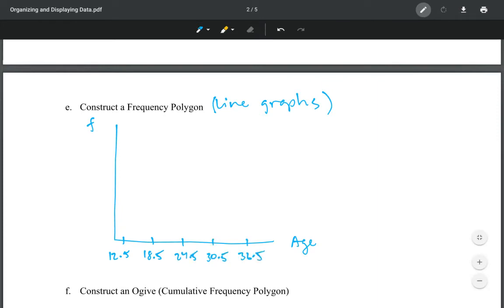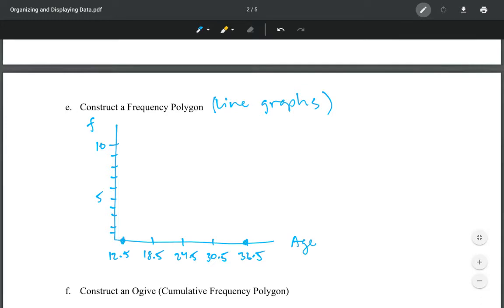My frequency scale is the same that I had on my histogram, 1 through 10. So 1, 2, 3, 4, 5, 6, 7, 8, 9, 10. There's 10. 1, 2, 3, 4, 5. There's 5. I go ahead and construct my line graph. I have a 0 at those midpoints that are outside of my data. And then I just plot my frequencies for the midpoints.